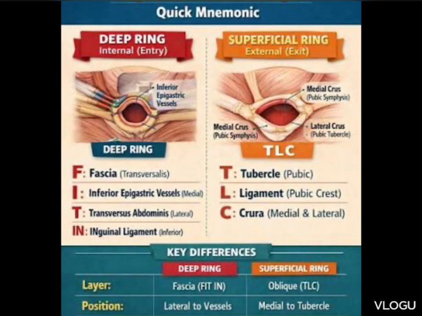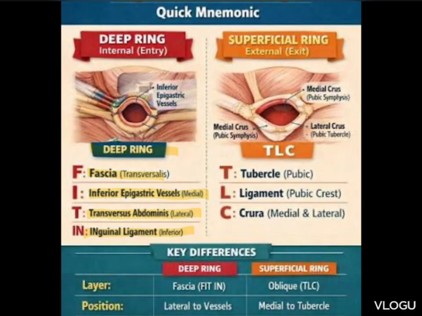aponeurosis. Okay, in the deep ring we can see some structures: transversalis fascia, and the inferior epigastric vessels, with the ring lying lateral to them. Then we can see transversus abdominis and the inguinal ligament. Okay, so if you are seeing the deep ring, the layer will be fascia and lateral to the vessels. So this is an indirect hernia.